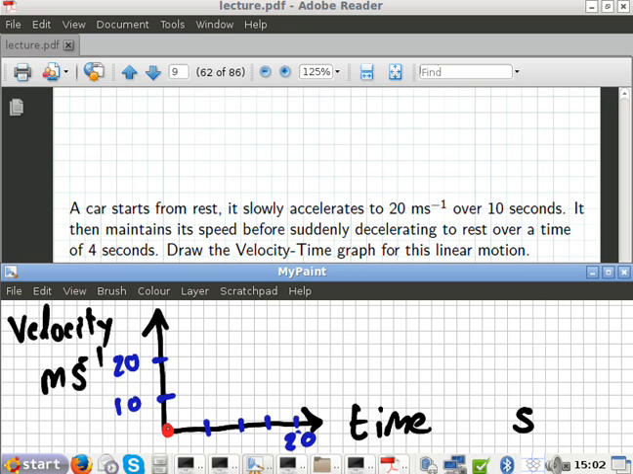So it starts at rest and then slowly accelerates to 20 meters per second over 10 seconds. So it slowly goes up to 20 after 10 seconds. It then maintains the speed before suddenly decelerating to rest over a time of 4 seconds. Sorry, I should have said how long it kept the speed for. So let's say it keeps the speed for 5 more seconds and then suddenly comes to rest over 4 more seconds. So I'm going to draw it again, but a bit bigger. Okay.